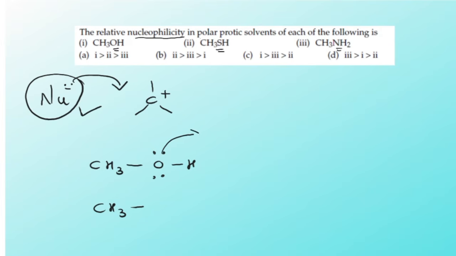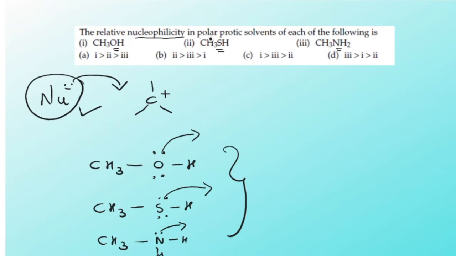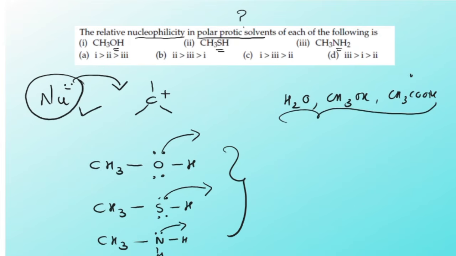In methanol, the oxygen will give the lone pair of electrons. In thiol, because sulfur is present in the alcohol, right? So in thiol, the sulfur will donate the lone pair. In methanamine, nitrogen is the nucleophilic center. Now, when all these compounds are taken in polar protic solvents, what are polar protic solvents? Like water, right? Methanol, ethanol, carboxylic acids, right? All these are considered polar protic solvents because they can furnish protons.